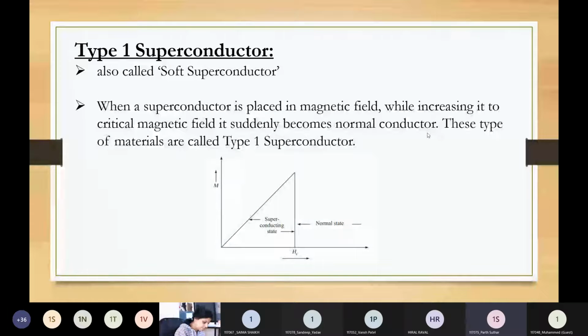So here we can see in the graph also that as we increase the magnetic field, slowly it comes to HC, and at HC this line suddenly drops to 0. That means it comes to the normal state. So we can see that the transition from the superconductor state to the normal state is very sharp in type 1 superconductors.